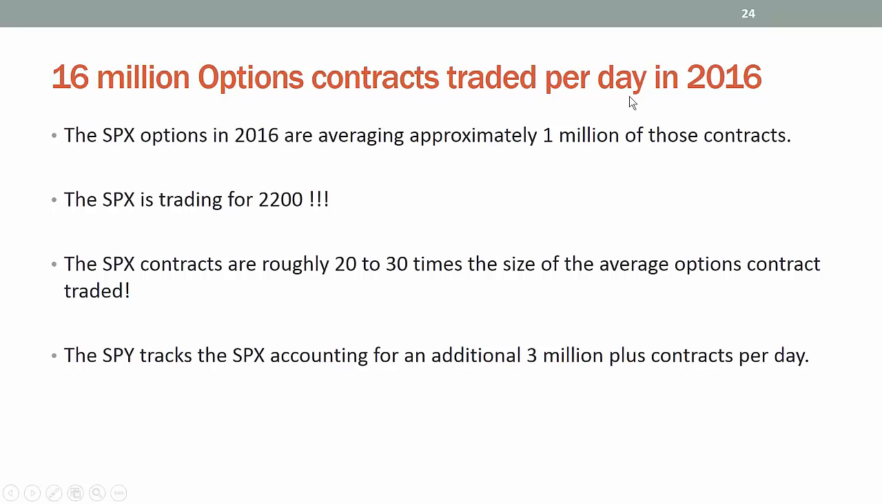16 million contracts traded per day in 2016, but the SPX options are averaging approximately 1 million of those contracts. Just about, I'm averaging, right? So what do you have? You have the SPX doing about 1/16 of the total volume. You guys with me? I told you that this is going to get a little hairy. The only difference, though, is the SPX is a $2,200 product. Do you know what that means? It means the SPX contract size is 20 to 30 times the size of the average option contract traded.